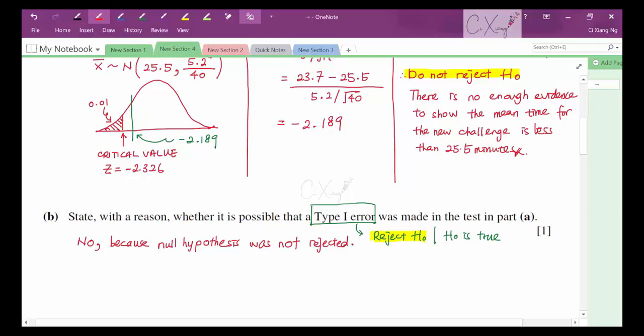Therefore, it is impossible that we will make a type 1 error in this case.